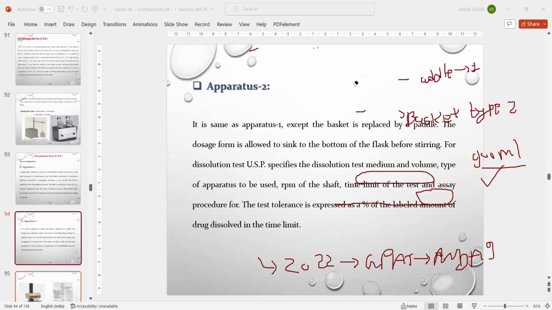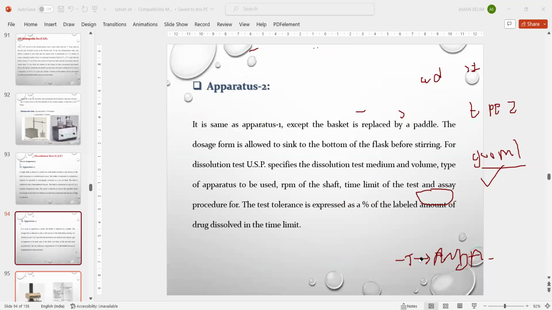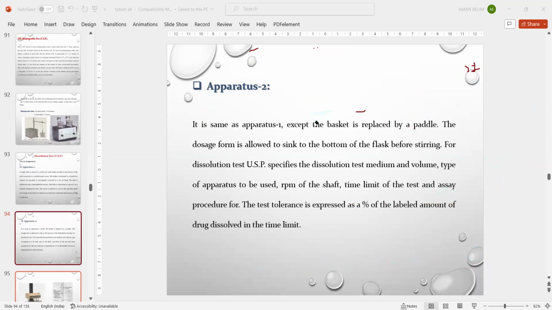Apparatus 2 we have discussed. What are the names of the other apparatus? From the third one, from the type 3 apparatus, in case of USP and IP, all have the same name. What is the name of apparatus 3? Reciprocating cylinder, yes, very good. And which one is the fourth one? Flow through cell, yes, very good.